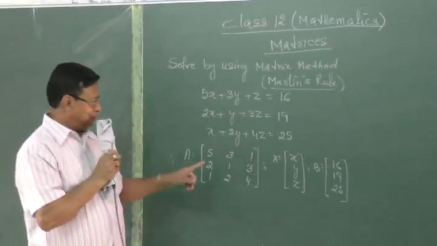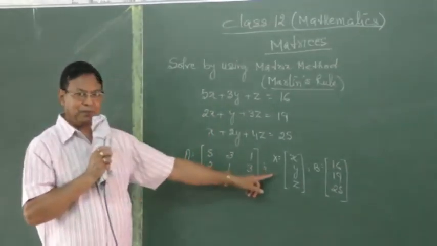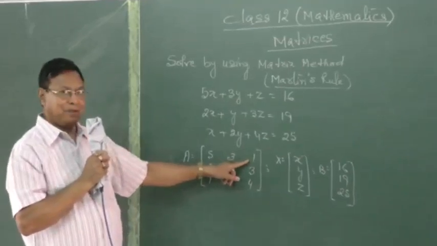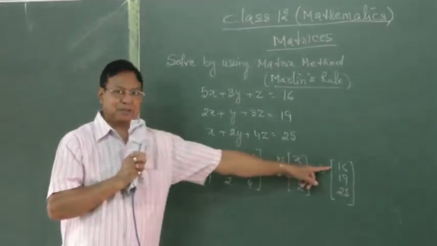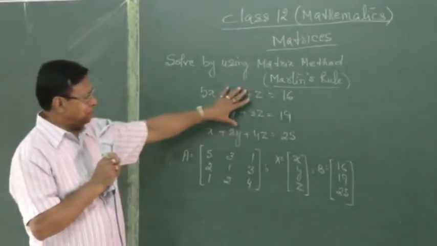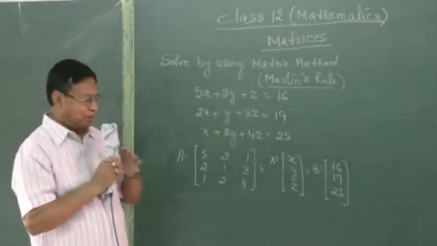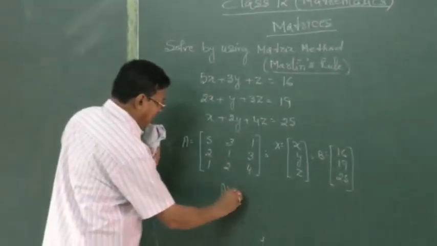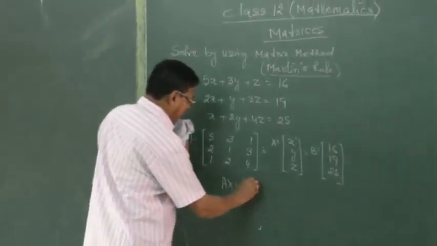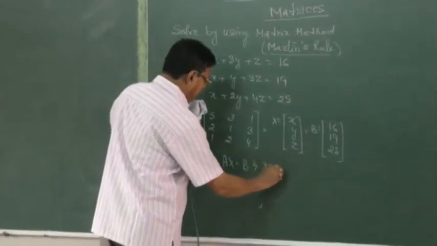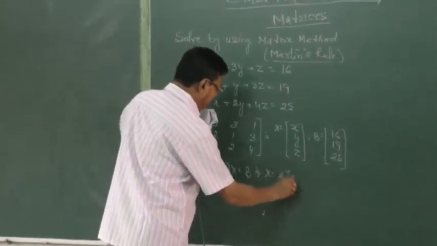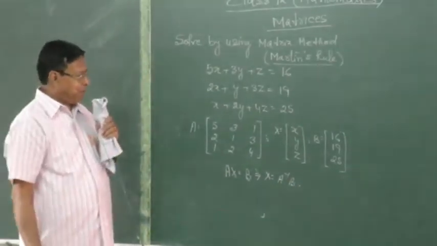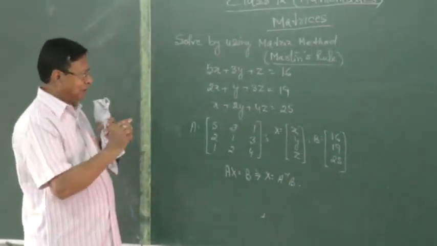Now look at this. If you multiply this with this, the result is 5x plus 3y plus z, equated to this, which is 16. So this equation I wrote in the matrix form here. So what I get here is A into x is equal to B, which implies x is equal to A inverse B. Okay? So we find A inverse, multiply with B.